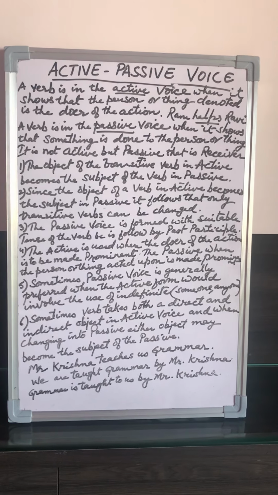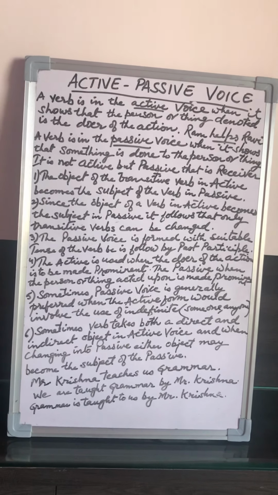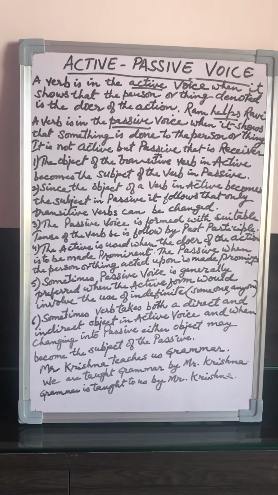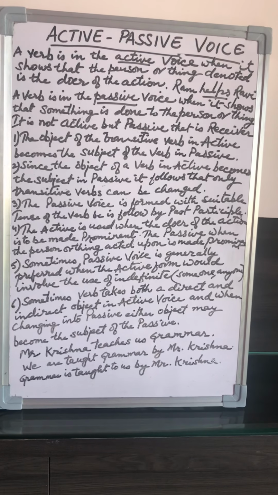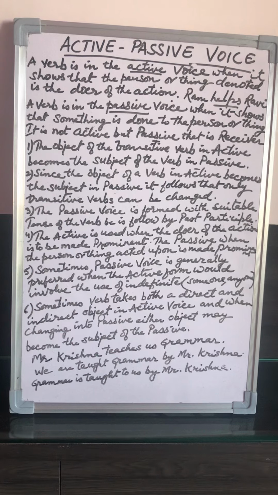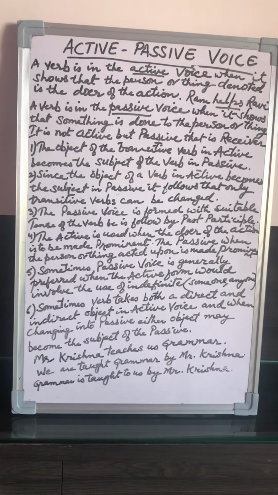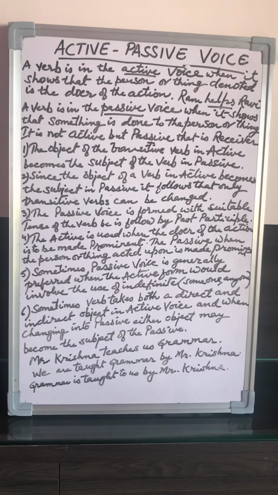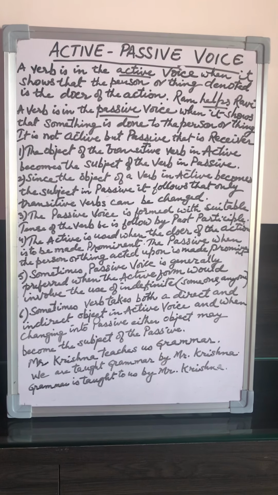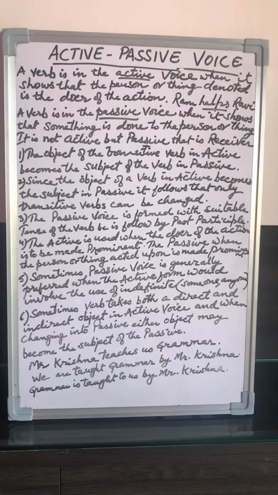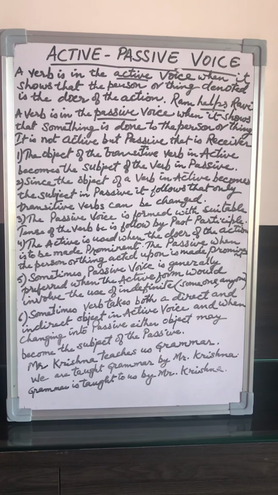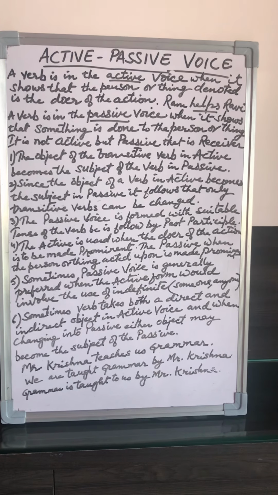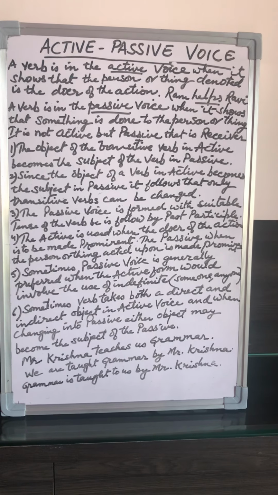It will be noticed that when the verb is changed from active voice to the passive voice, the object of the transitive verb in the active voice becomes the subject of the verb in the passive voice. As for example, we take Ram helps Ravi. When it is changed into passive voice, Ravi will become the subject and Ram will become the object. So it will be Ravi is helped by Ram.